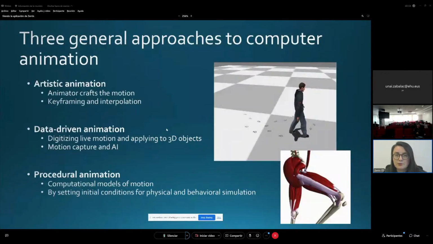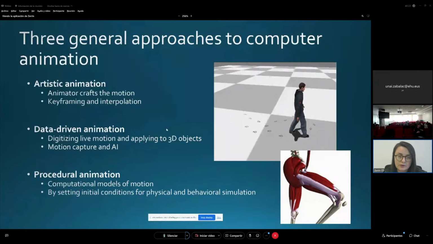There are three general approaches to computer animation. The first one is artistic animation, where the artist is crafting the motion. This is based purely on keyframing and interpolation, and it's a very time-consuming approach, but most of the content is generated like that.